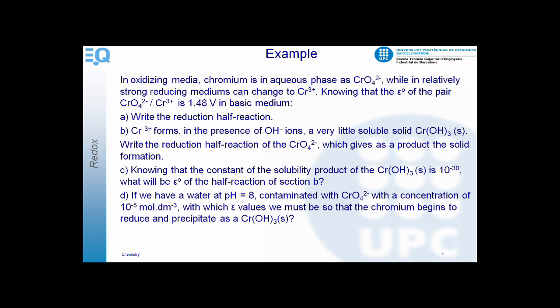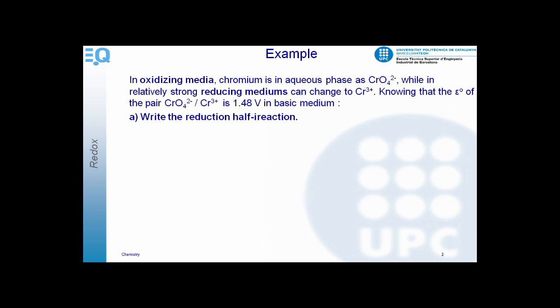You will usually have to read all the exercises 2 or 3 times to understand them perfectly. In this case, they mention that in an oxidant medium, chromium is found as chromate, and in a reductor medium, as chromium 3 cation. They give us the standard reduction potential for the pair of chromate and chromium in basic medium. Let's start with section A.